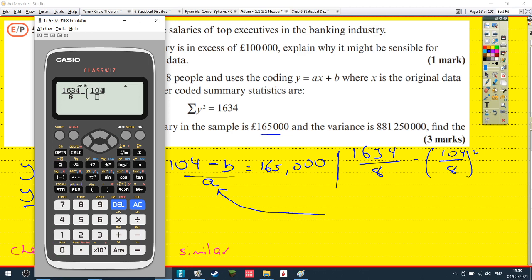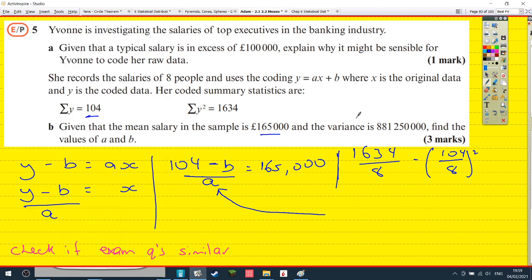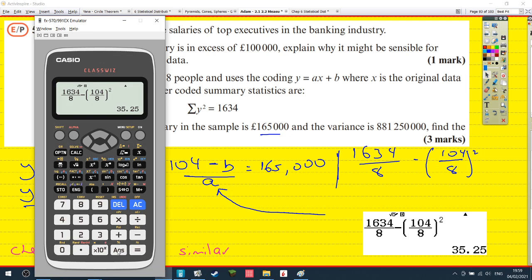104 over 8 squared. So that is 35.25. And so we divide that. So that divided by a equals 165. Is that right? And so it would be that over 165,000, but not take away anything.